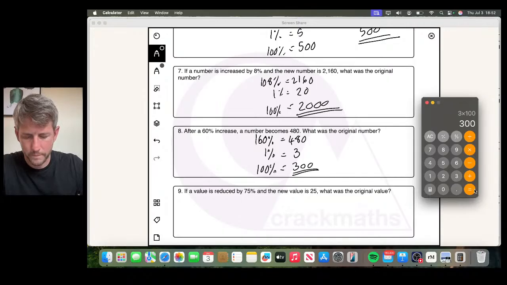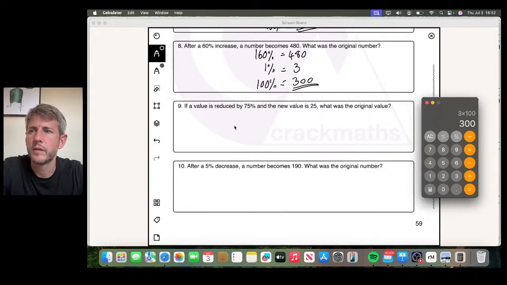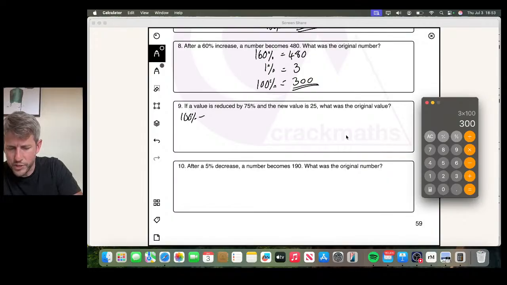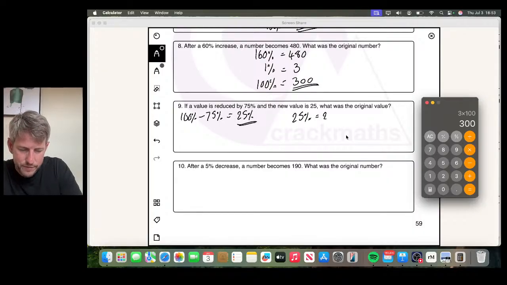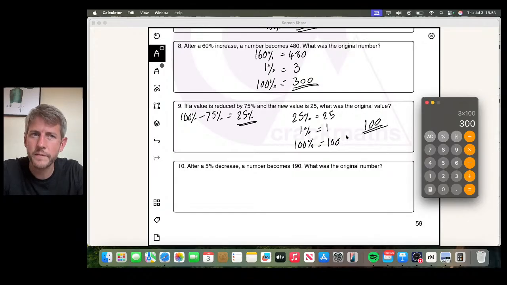Okay, right, question 9. If a value is reduced by 75% and the new value is 25, what was the original value? So if a value is reduced by 75%, that's 100% reduced by 75%, which means we're talking about 25%. So we're told that 25% equals 25. Well, in that case, we can see that 1% is equal to 1, and 100% would be equal to 100. So there we go. That's the answer to that question.